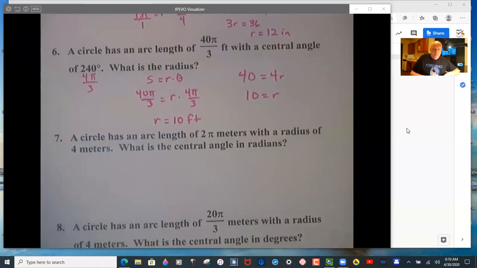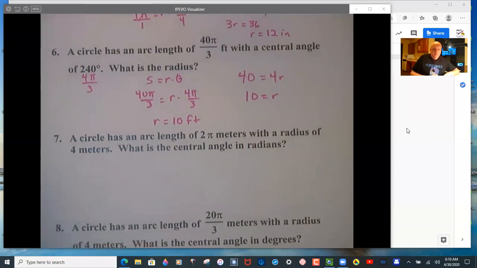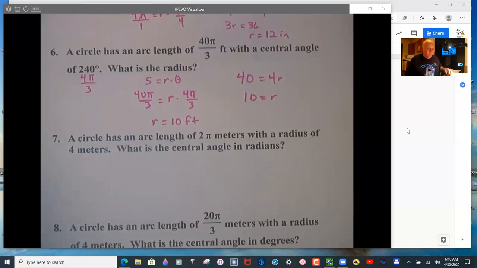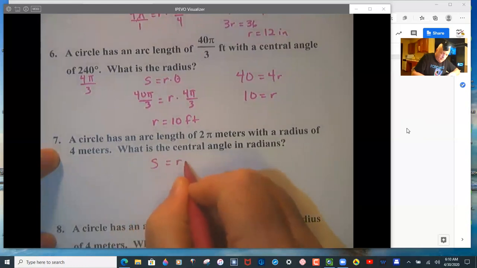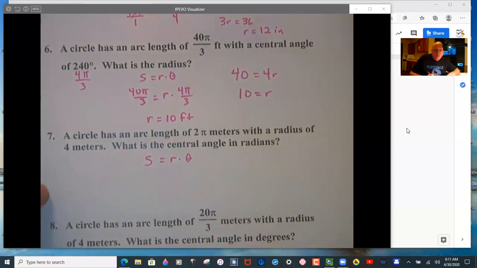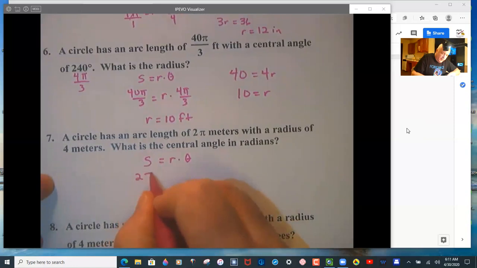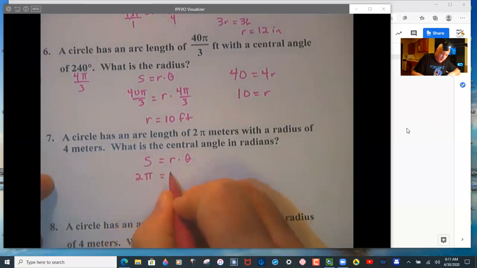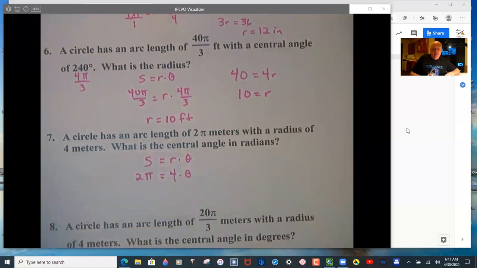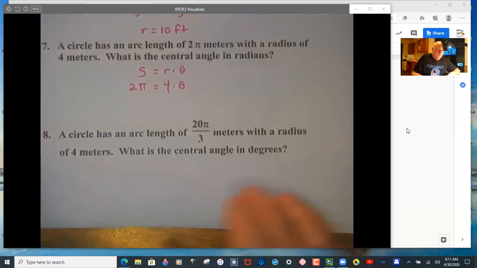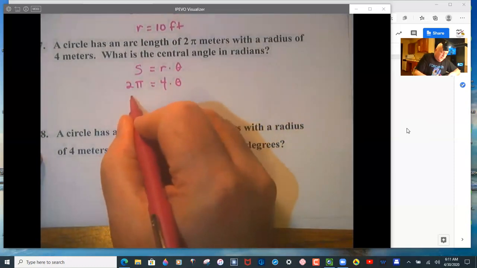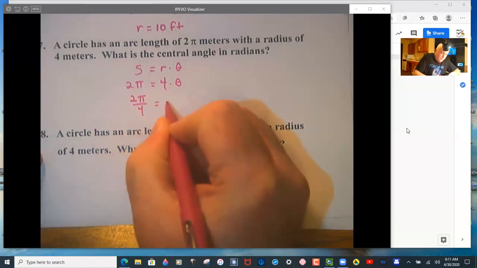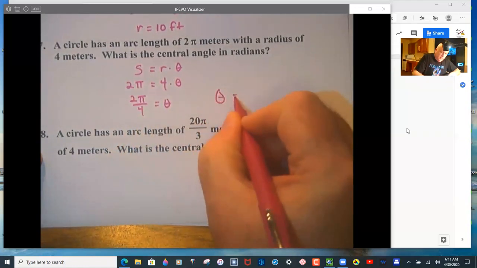So a circle has an arc length of 2 pi with a radius of 4. Okay, what is the central angle in radians? So starting the same way here. So arc length is 2 pi and the radius is 4. Now we're finding the angle. So it doesn't really matter. You're just dividing out and solving for the others. So divide by 4 on both sides. And that reduces to pi over 2 radians.